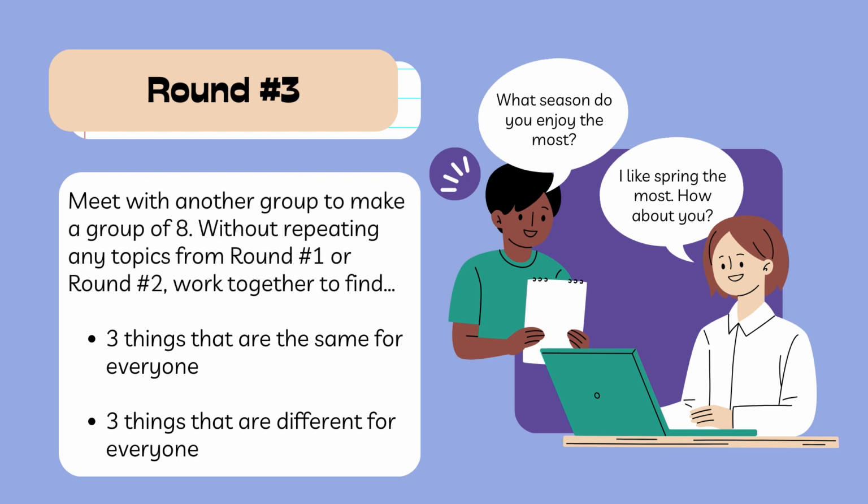And finally, in round three, each group of four meets with another group of four to make a group of eight. And again, without repeating any topics from round one or round two, working together to find three things that are the same for everyone, all eight, and three things that are different for all eight in the group. And this round, particularly, will require a lot of cooperative and collaborative language to complete.